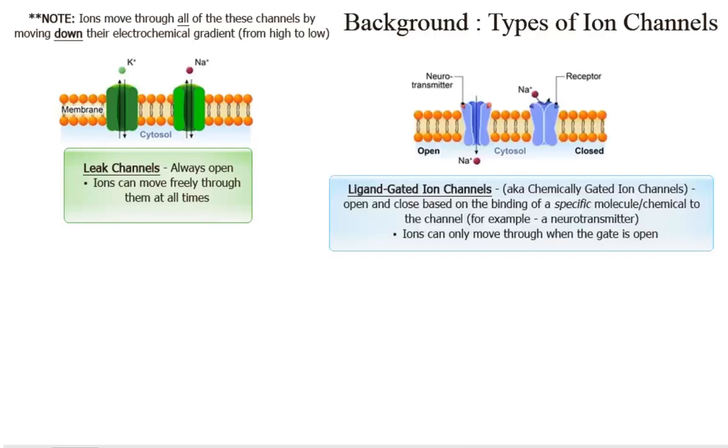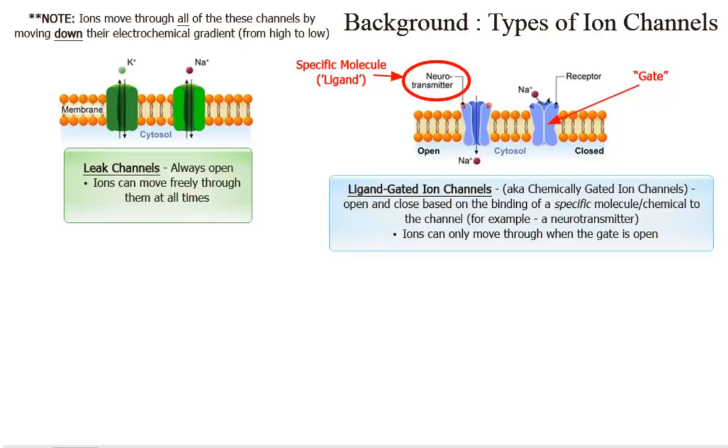The second type of channel is a ligand-gated ion channel, also sometimes called a chemically gated channel. These channels have a gate, meaning that ions are not able to freely move through these channels unless the gate is open, and the gate is only opened when a specific molecule binds to the channel.